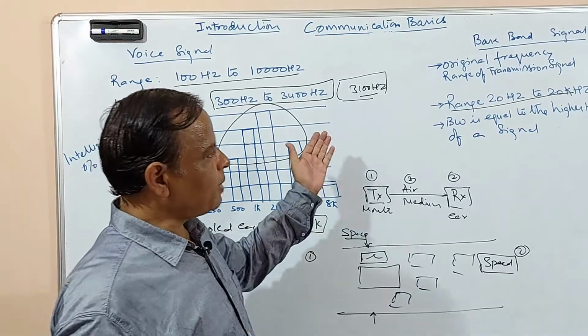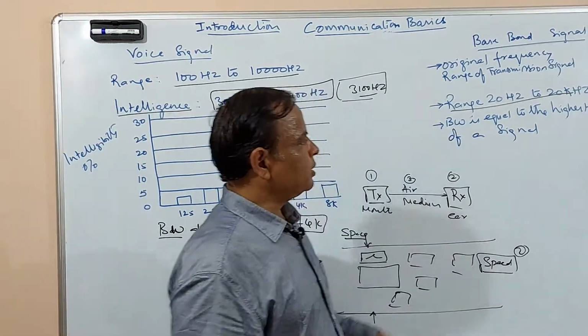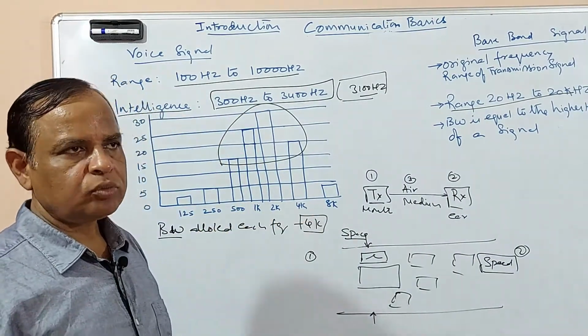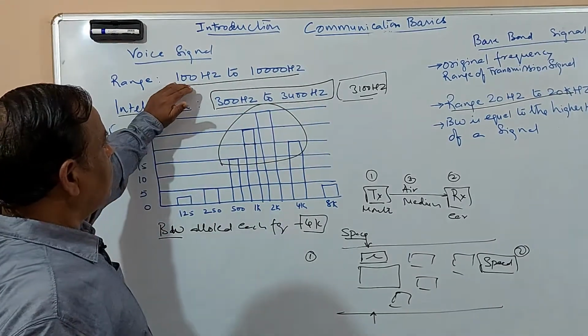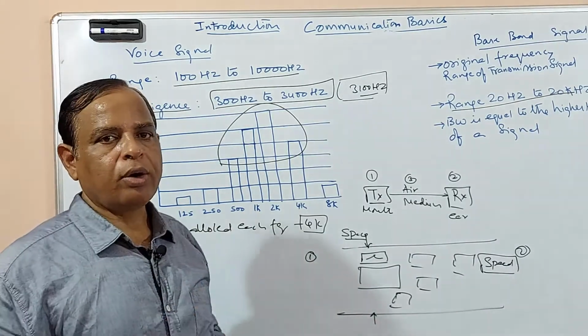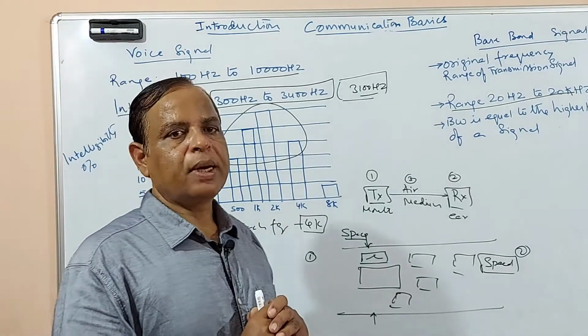Similarly, the bandwidth of any baseband signal is said to be the highest signal frequency. So for example, here you see we have a baseband, our voice signal, the highest frequency is 10 kilohertz. You are supposed to have a 10 kilohertz signal. This is supposed to be a baseband signal.